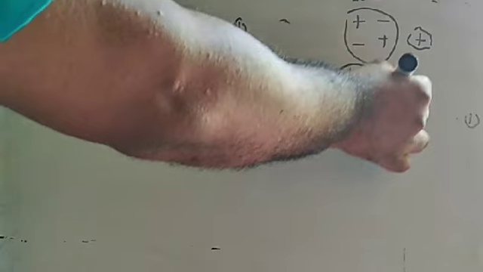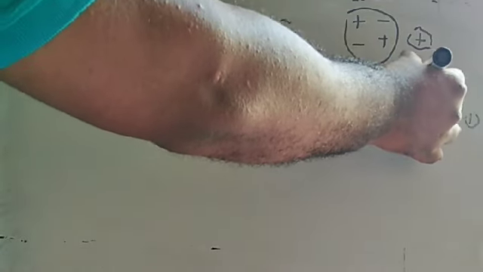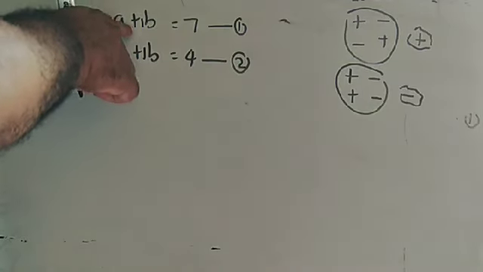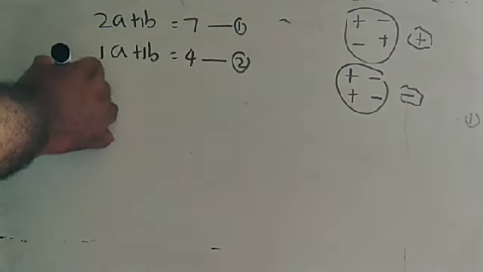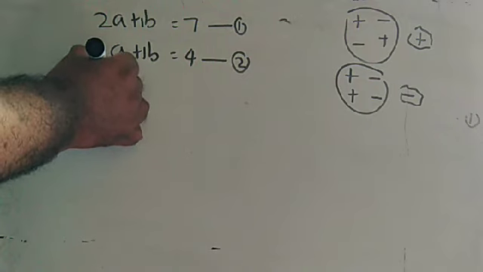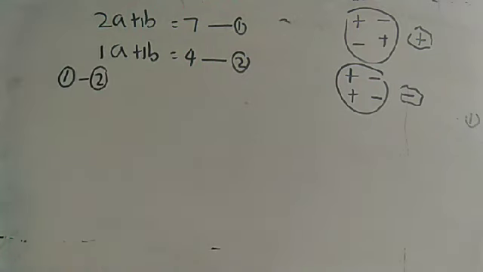The signs are equal, so you have to subtract. Here there are plus signs, so you have to subtract. Then first equation subtract second equation.